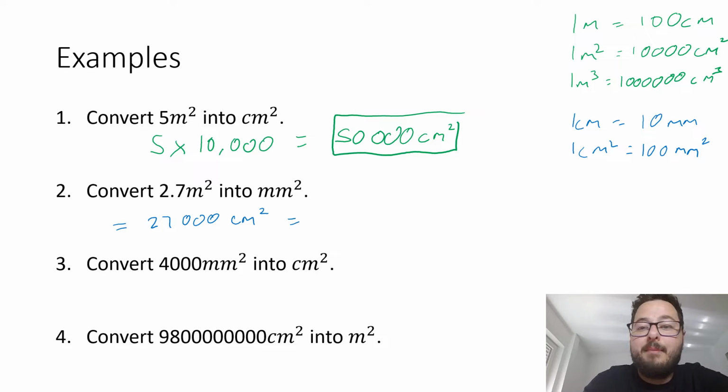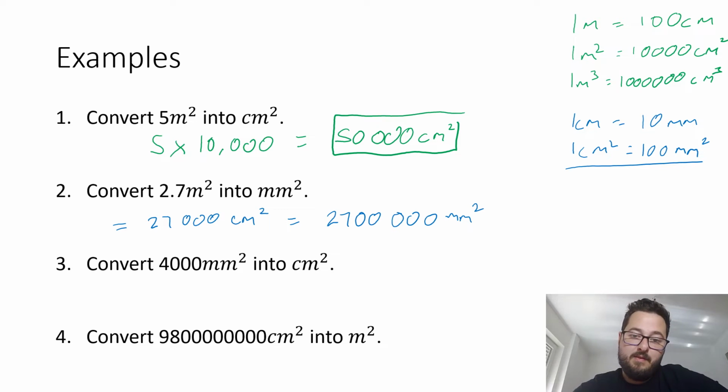So we're going to times that by 100 because this is our conversion there. So we'll times it by 100 again. So it's going to be 2,700,000 millimetres squared. Have I done that right? Yeah, I think I have. Okay, so that's that one.